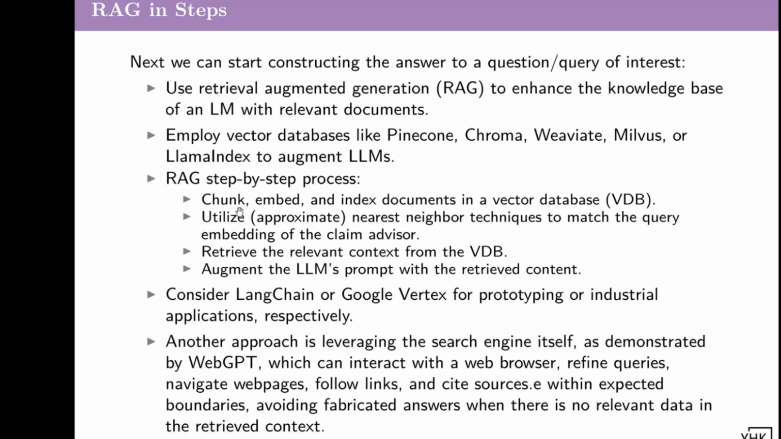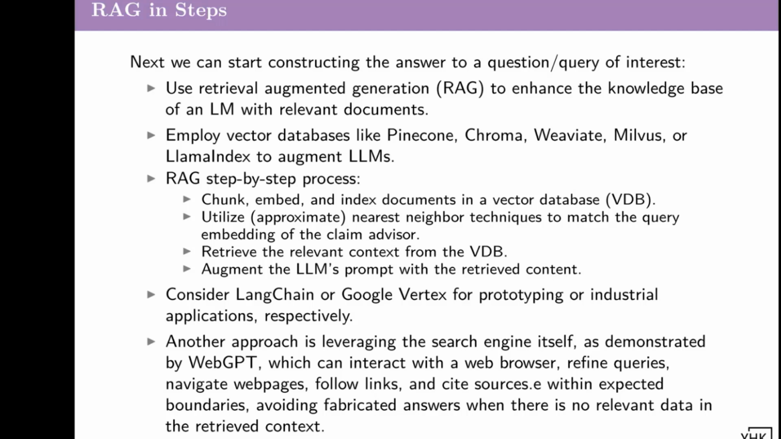So RAG step by step: chunk, embed, index. First step. Utilize nearest neighbor. Maybe 3, 4 contexts are needed to match the query. Retrieve the retrieval context from the vector database. Augment the LLM prompt with the retrieval. That's it. These are the 4 steps. If you understand, good enough.